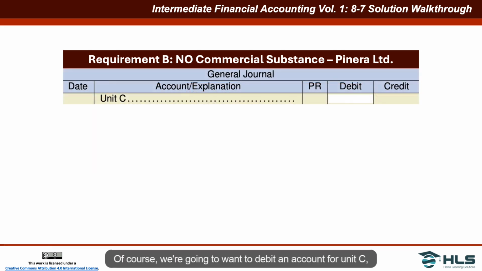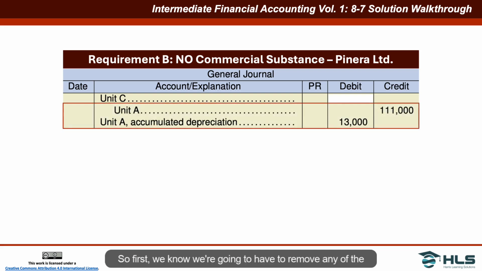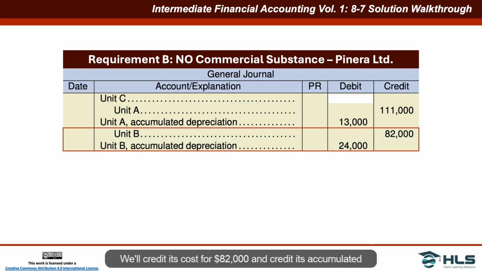Of course, we're going to want to debit an account for unit C, but I'll leave that blank for now. A slightly different approach to take when doing the journal entries for these transactions is to get the easy items out of the way first. So first, we know we're going to have to remove any of the existing assets given up. As we did in scenario A, let's derecognize unit A from the company's books. We'll credit the unit A asset account for its cost of $111,000 and credit accumulated depreciation for unit A of $13,000. We'll do the same for unit B. We'll credit its cost for $82,000 and credit its accumulated depreciation for $24,000.